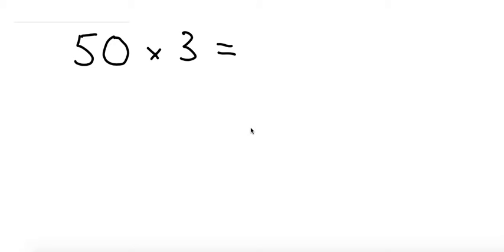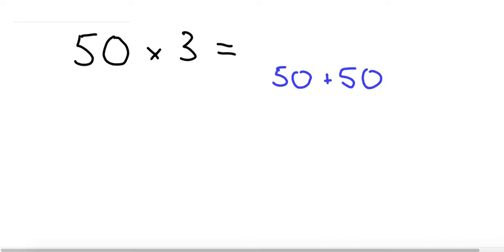So, let's look at multiplying multiples of 10 by single digit numbers. Here's our first example, 50 multiplied by 3. Now we can look at this in a few ways. One way is to say that we've got 50 3 times. That's 50 one time, 50 two times, 50 three times.